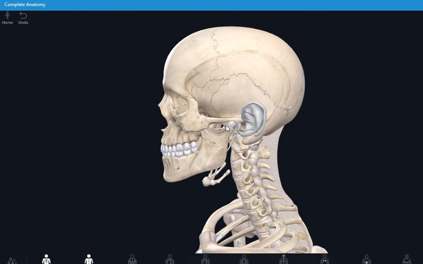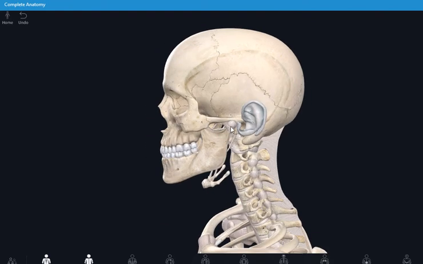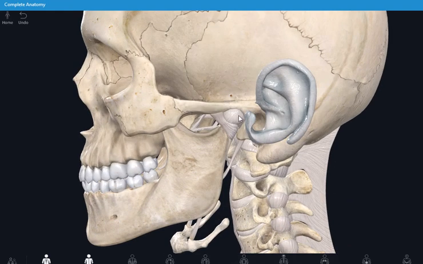temporomandibular joint. The temporomandibular joint is found here, and if you visualize very well internally, here you are going to have the temporomandibular capsule. You have the joint capsule at this portion. Connecting this and this is the zygomatic process of the temporal bone, and this is the mandible.